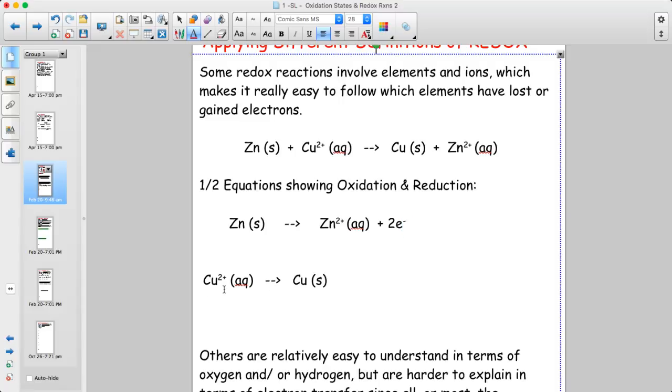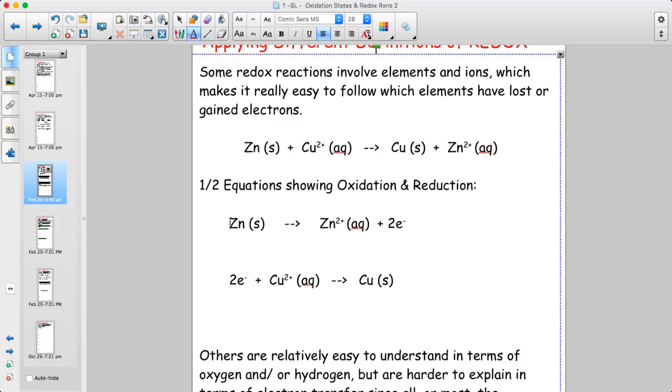Okay? And when I look at the copper, I see that it starts at 2+ and it ends up as normal solid copper metal. That means that its charge went from 2+ down to 0. And the only way that could happen is if it gained 2 electrons. So this one fits our definition pretty well. Our first definition with the electrons, it's pretty easy to see.